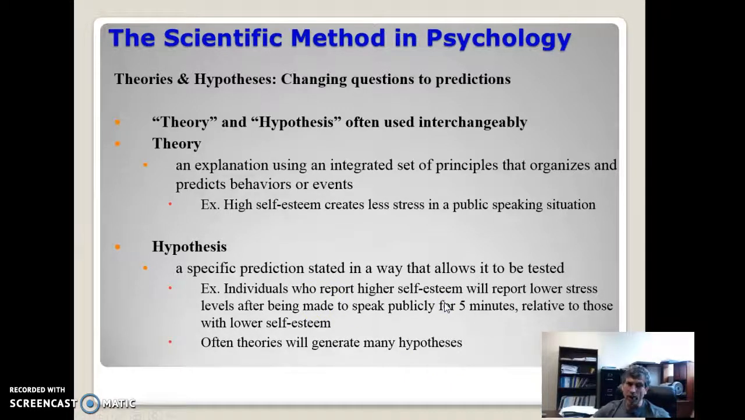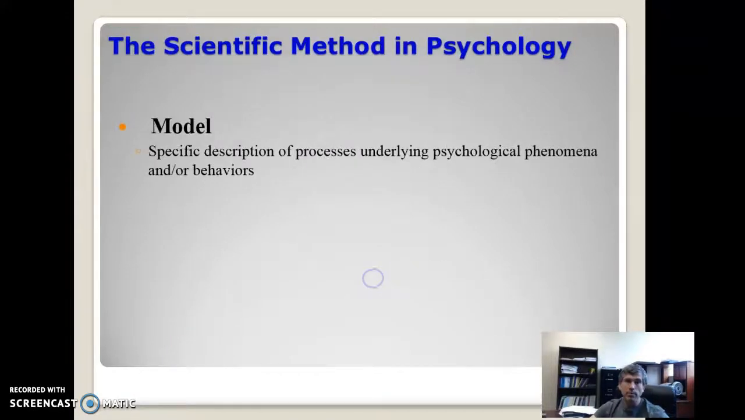Oftentimes the gap between theory and hypothesis is even broader than this, because theories are so big and cover so much ground that you could generate dozens or hundreds of hypotheses from them. Here, they're pretty much the same thing. They haven't changed a heck of a lot. But generally, a theory is a big picture kind of idea. A hypothesis is a very specific prediction that's derived from that big picture.